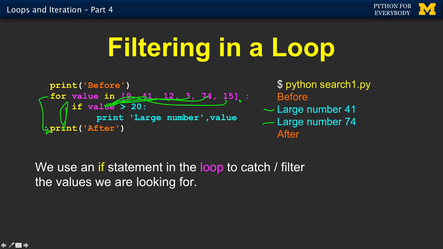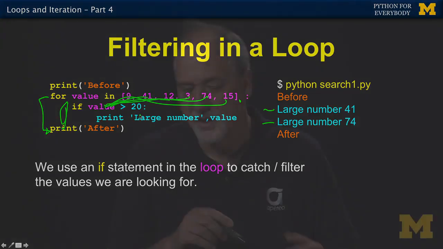Okay, so this is kind of a filtering pattern where we're going to do some if statement and conditionally run some code based on the value that we're looking at for now. So that's like searching for large numbers in our long list of numbers. Sometimes instead of printing something out in the middle of the loop, just like in functions, we don't often print in functions. We tend to prefer using return values.